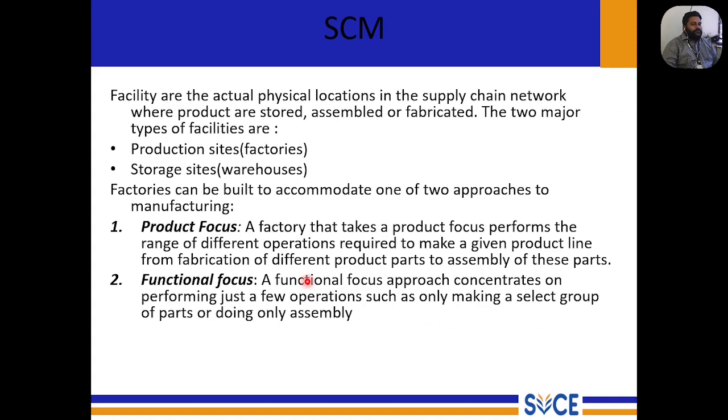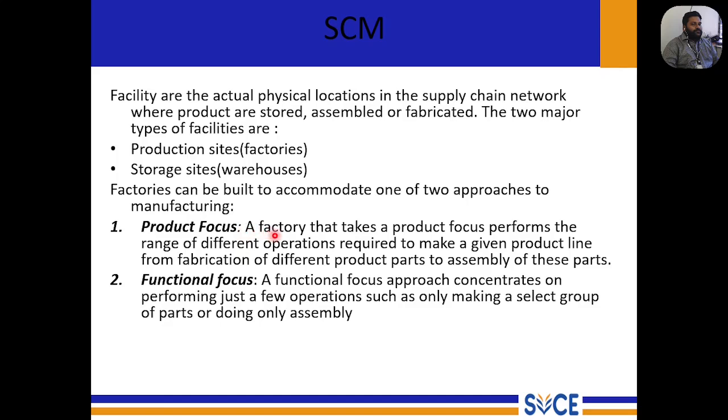Facilities are the actual physical locations in the supply chain network where your products are being stored, assembled, or fabricated. The two major types of facilities are, as we said, production sites, which are known as factories, and storage sites, which are known as warehouses. Factories can be built to accommodate one of two approaches to manufacturing: one is the product focus and the other is the functional focus. We'll see about the product focus.